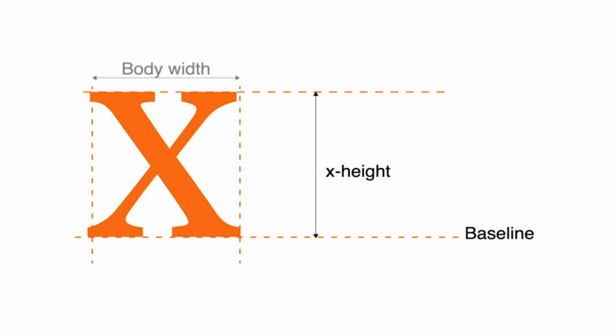First, let's look at where the type lives. We say that type sits on the baseline. The next important term is based on the height of the lowercase x, that is called the x height. Its body width is the invisible boundary around the shape of the letter.